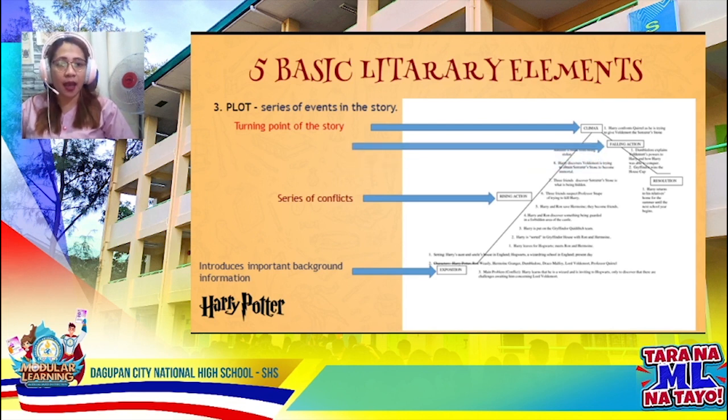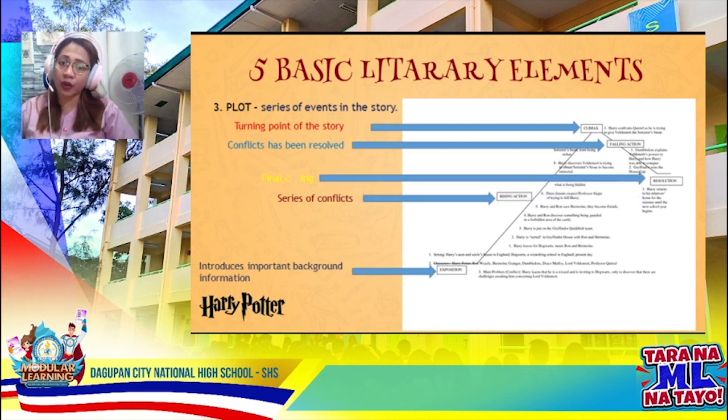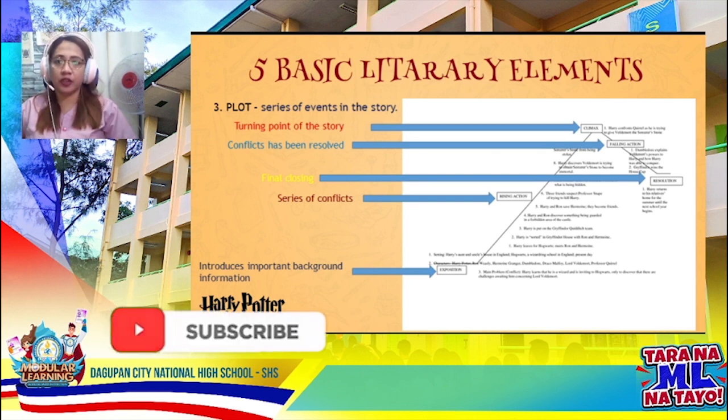Next we have the falling action. This is where the conflicts have been resolved. And lastly we have the resolution or the ending part of your story. It's the final closing of your story. If you follow this, we can create a good story, starting from your exposition, rising action, climax, falling action, down to your resolution.